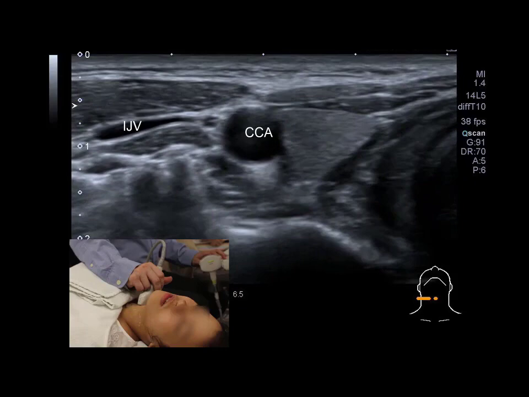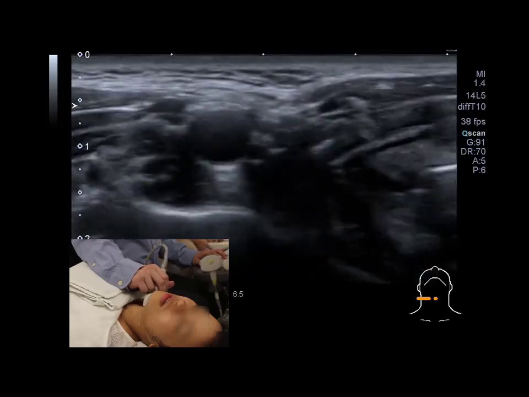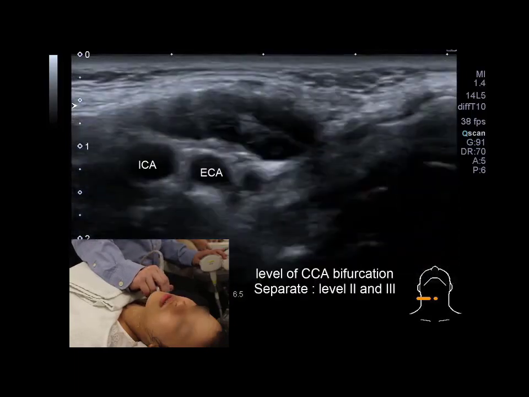So next we're gonna go with the vascular landmark, demonstrate the carotid artery system. When we move up, you can see the separation of ICA and ECA. ICA normally is located posterolateral, and ECA is anteromedial. We use the carotid bifurcation to separate level 2 and level 3. In this view, if we see two carotid arteries like this, you're gonna go with level 2. When you see the common carotid artery, that means you are in level 3 and below.